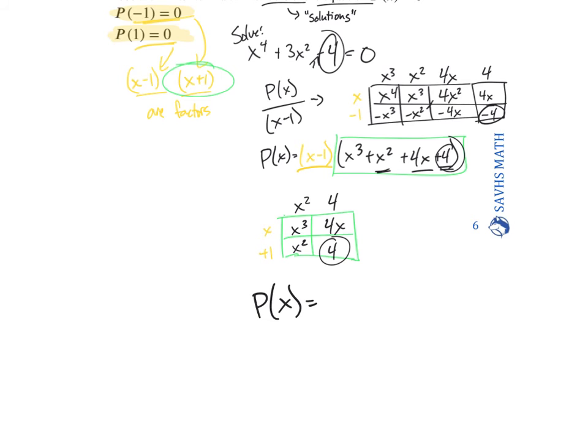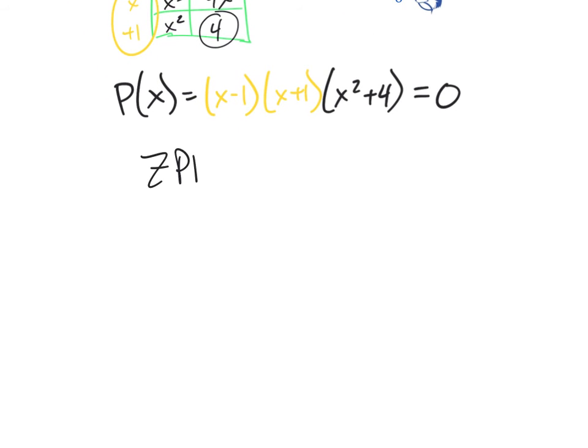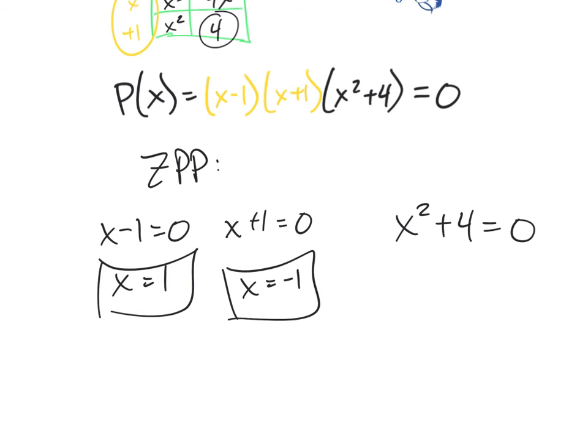Okay, so I had x minus 1. Then I used x plus 1. And what I'm left with at the very end is x squared plus 4. Okay, I'm solving the equation equals 0. I can apply the zero product property, and I can say there's one solution. There's the other solution. And now I have x squared plus 4 equals 0.